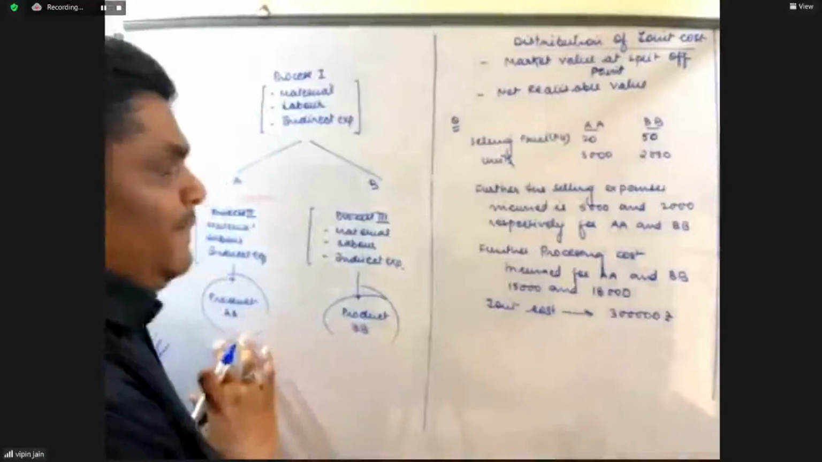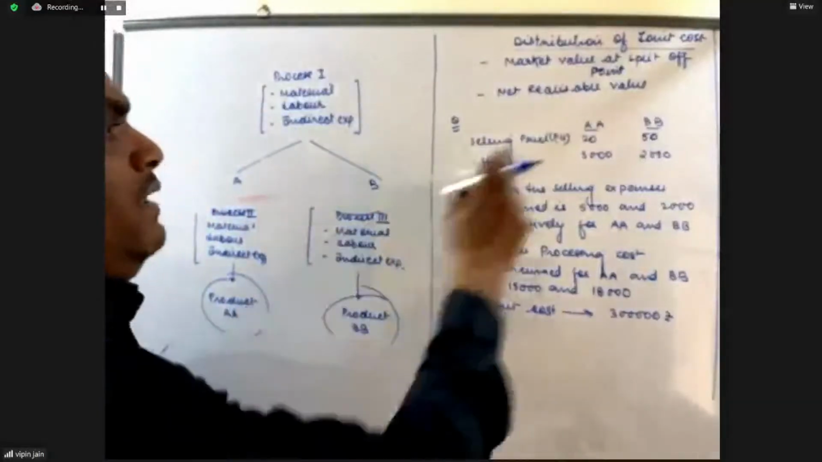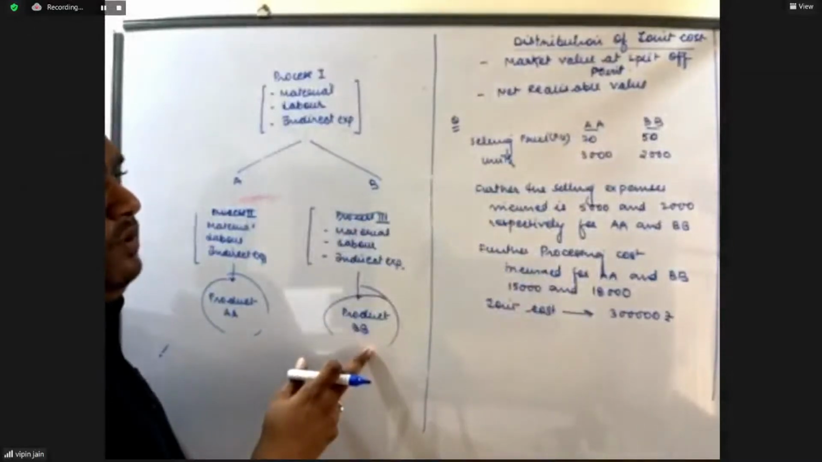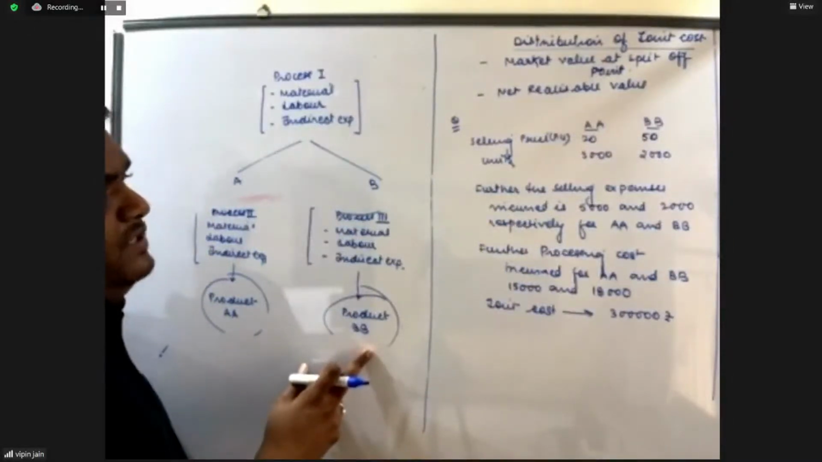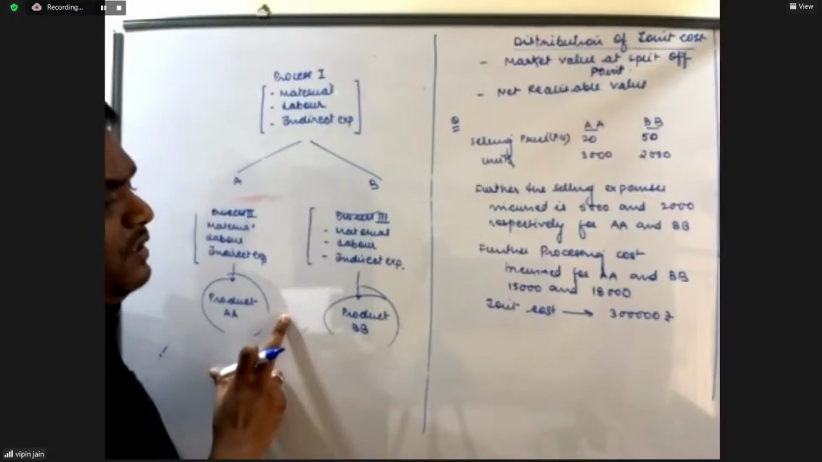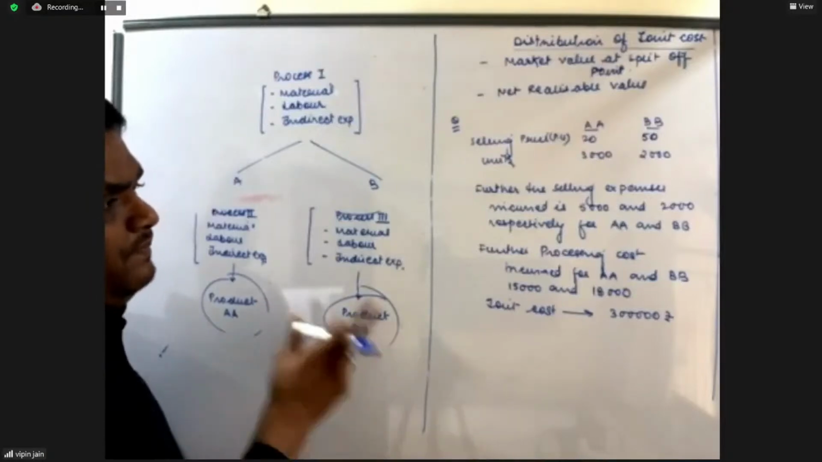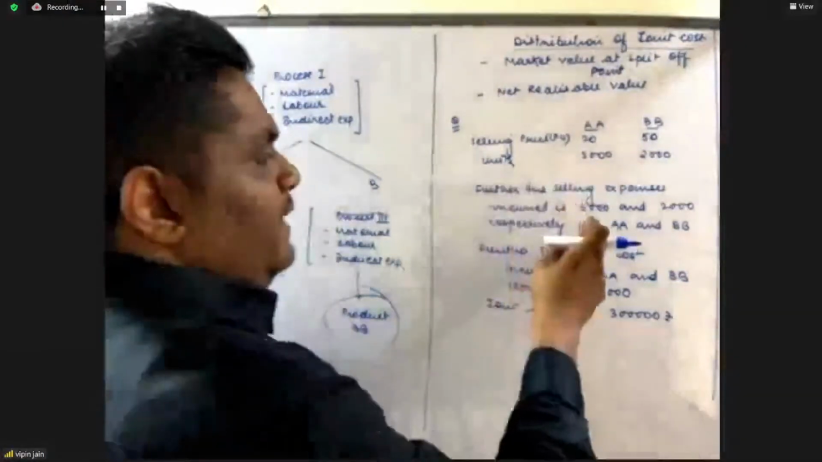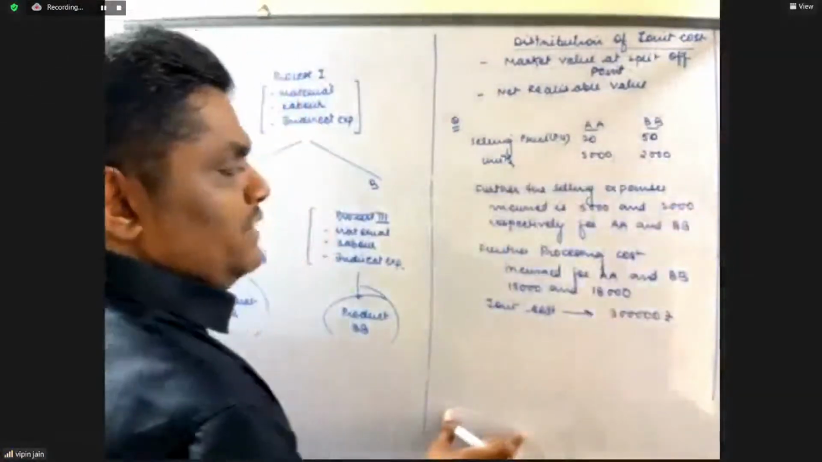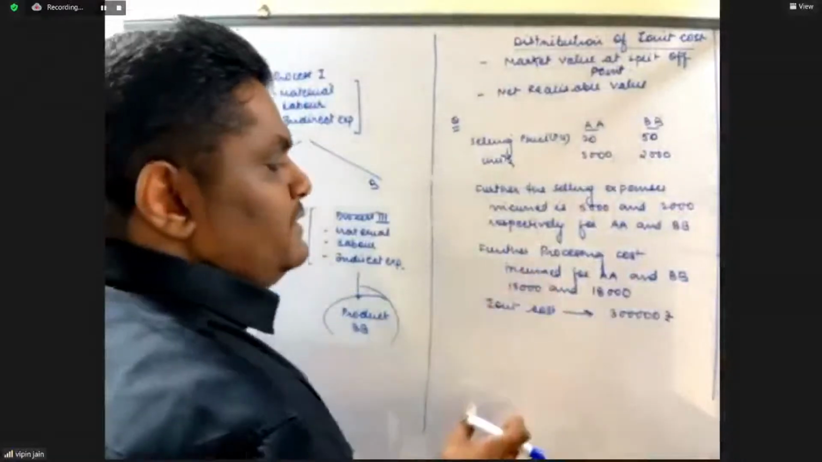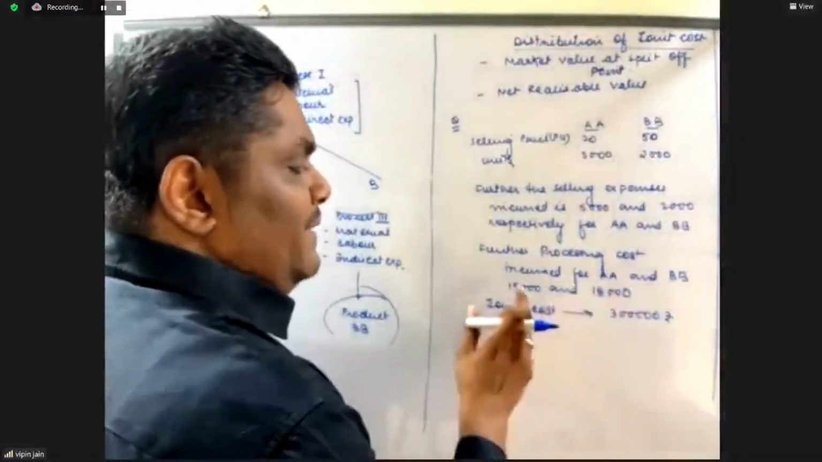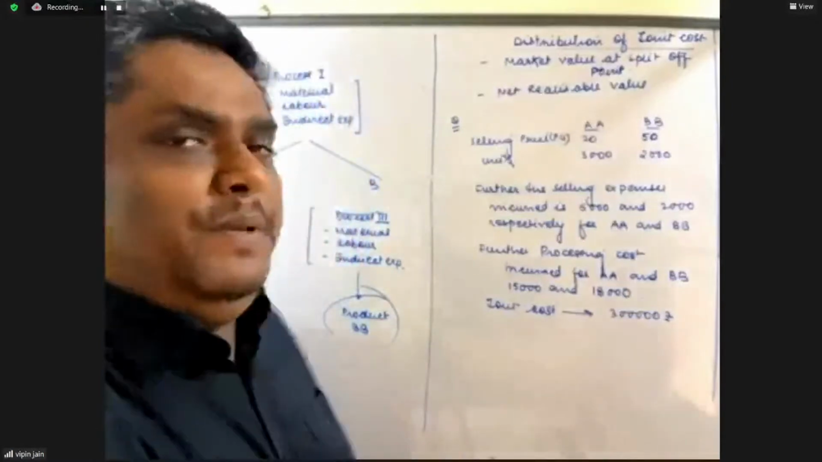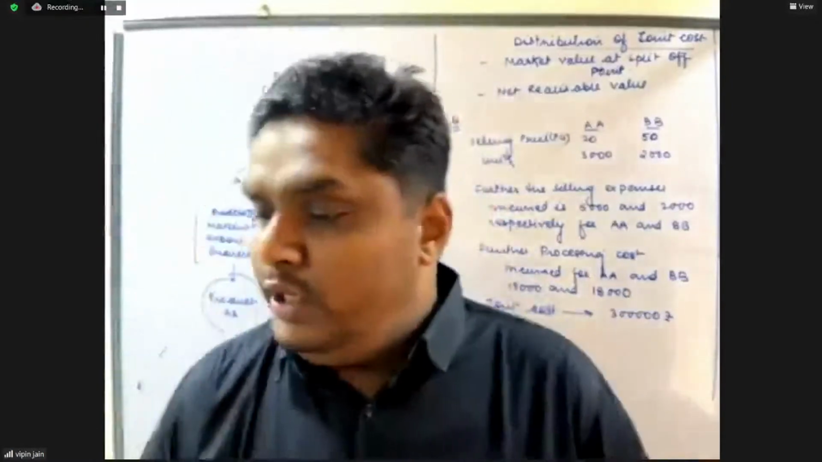Herein the selling price of these two products is given, that is for double A and double B, rupees 20 per unit and 50 per unit. Further, the units manufactured of double A is 3,000 and of double B is 2,000. The selling expenses incurred to sell product double A and double B are 5,000 and 2,000 respectively. Further processing cost incurred for double A and double B is 15,000 and 18,000. And my joint cost is 3 lakh rupees. You guys have to distribute the joint cost.